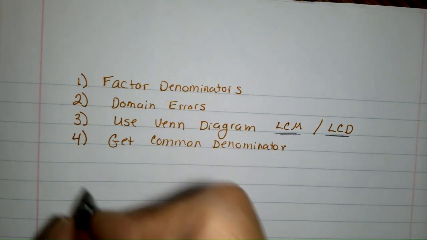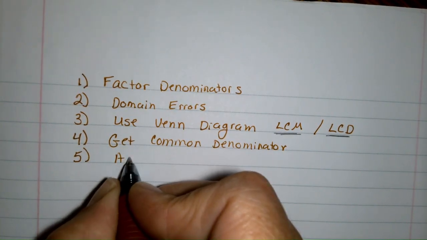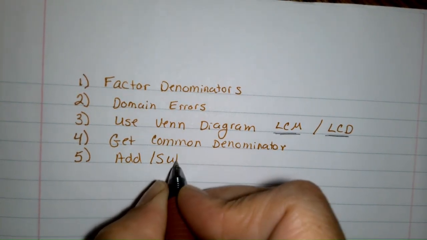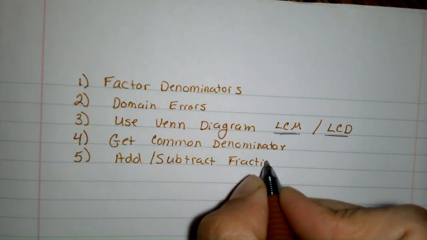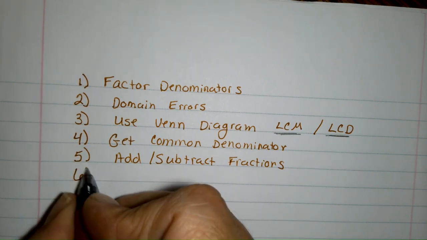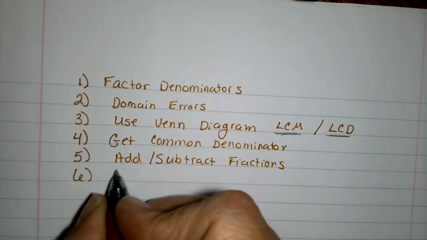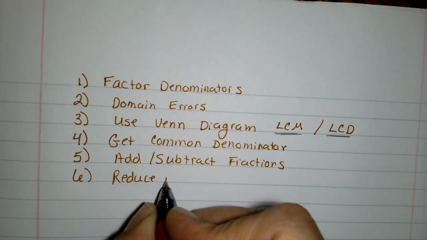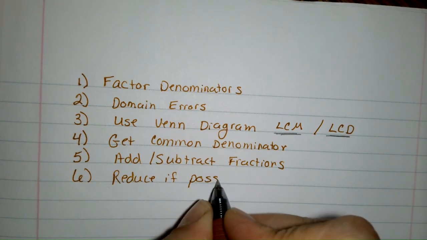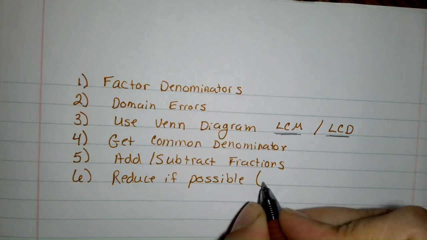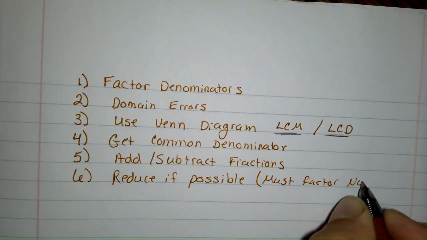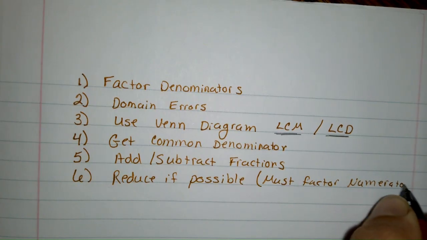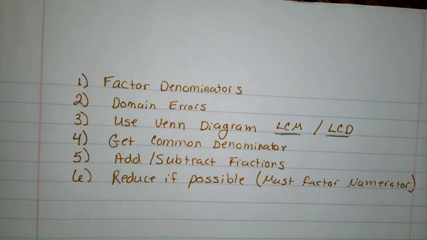Okay, and then after you do that, add or subtract your fractions. And finally, reduce if possible. Now remember, to reduce, you must factor that numerator. If you cannot factor your numerator, you cannot reduce. So make sure that you're taking care of that step as well.